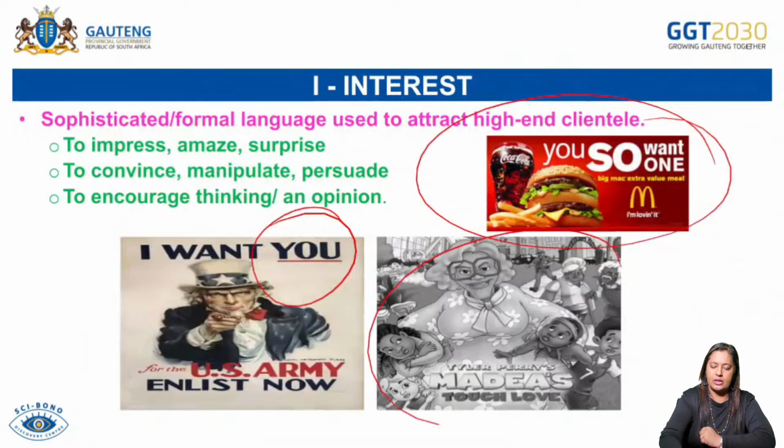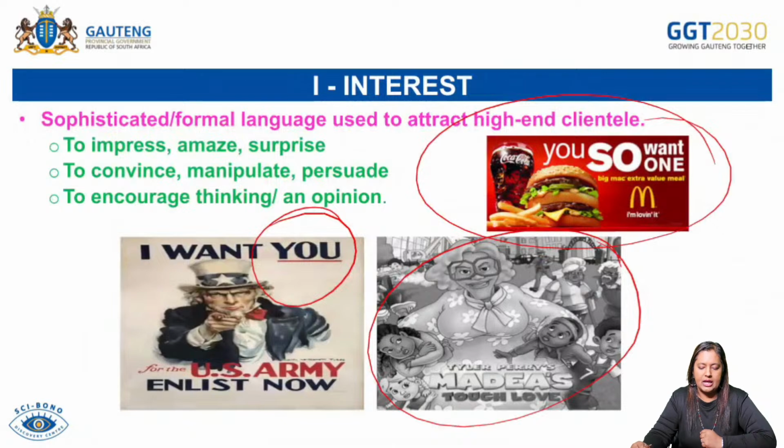Then with the last one there, Medea's Tough Love, you can see that it is a big-size woman who is obviously now the disciplinarian here, and that should already pique your interest as to what is happening here, because she is a larger woman than we normally used to see.